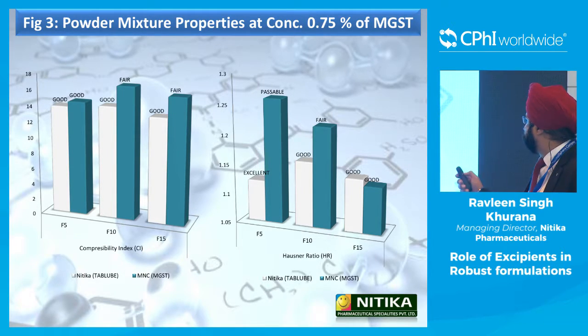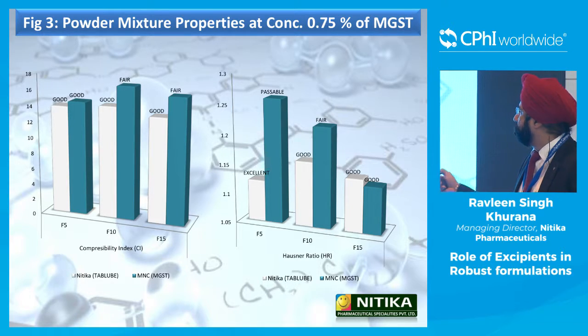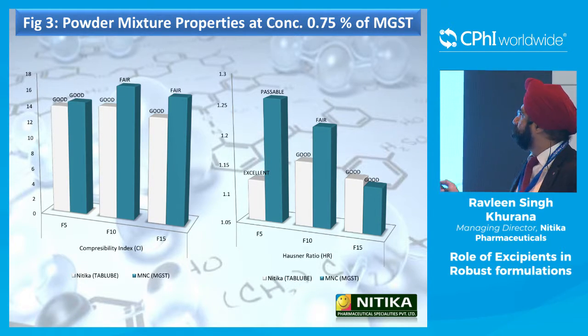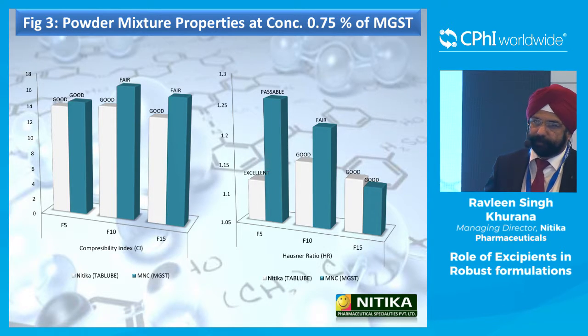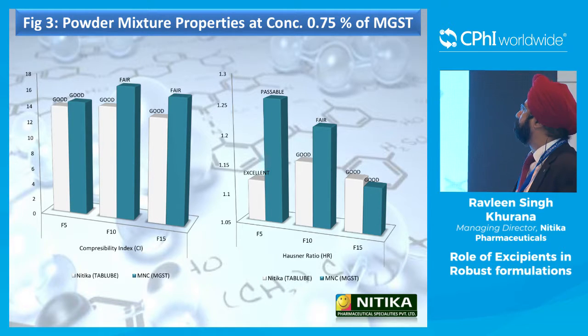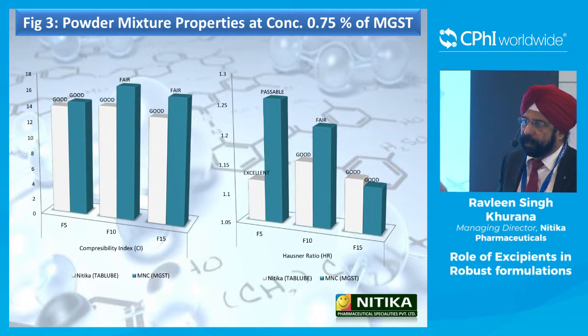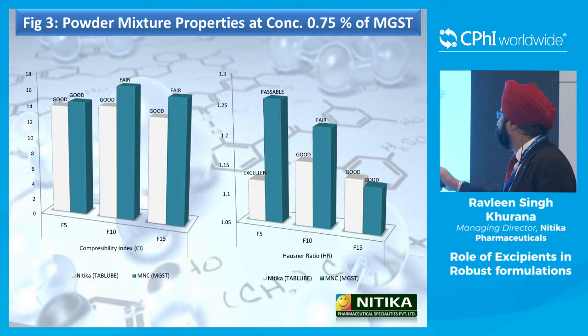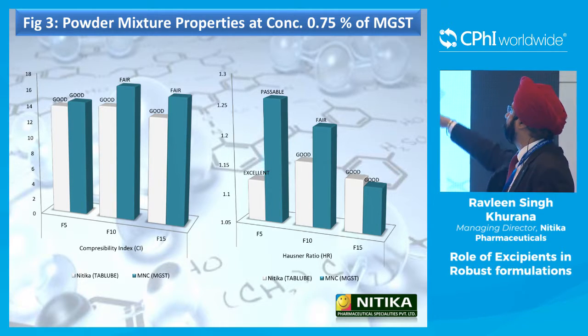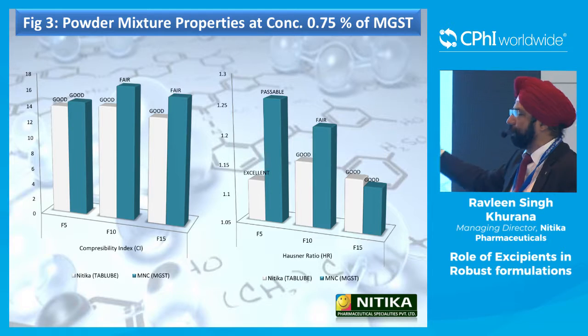So the samples were made using one, Nitika Tablube, and another brand of magnesium stearate. The blending time was 5, 10 and 15 minutes. If you see the compressibility index, you'll find with the Nitika material, you're getting good results with 5, 10 and 15 minutes. With the other material, the results are only fair with 10 and 15 minutes. As against that, if you look at the Hausner ratio, in 5, 10 and 15 minutes, you're getting a passable result in 5 minutes, and they improve as you go to 10 and 15. In the case of the other magnesium stearate with Nitika, the results are only good and excellent.